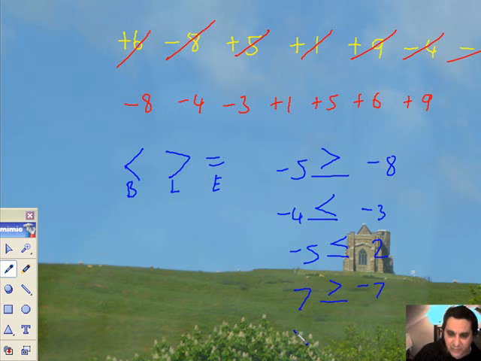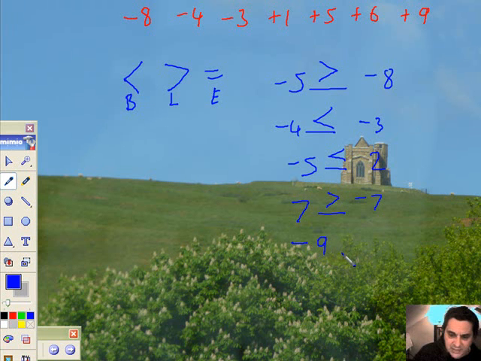And finally, I'll put it down here. I've got minus 9 something 9. Well, is minus 9 equal to 9? No, they're different numbers. Is minus 9 bigger than 9? No, it's more negative. So actually, minus 9 is smaller than positive 9.